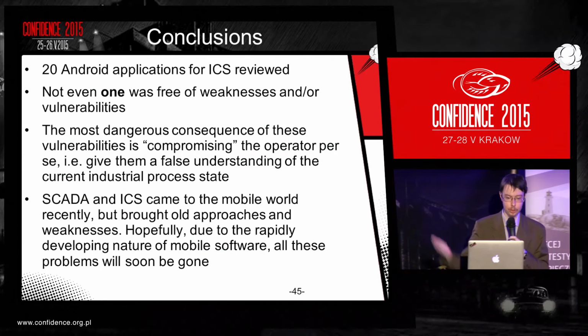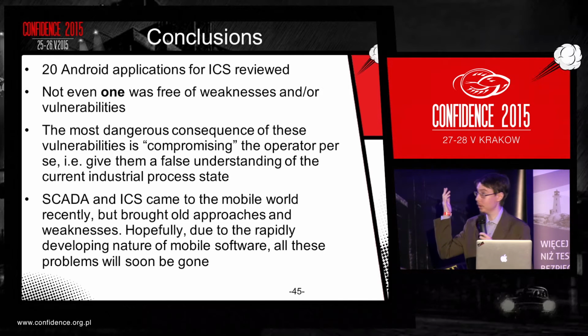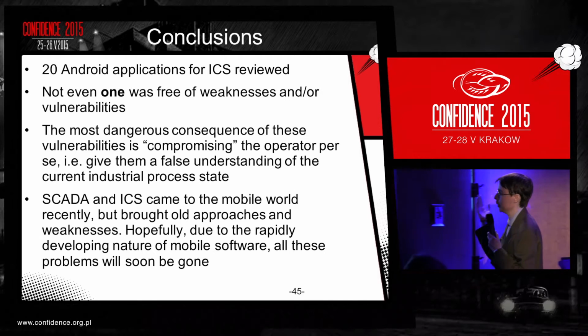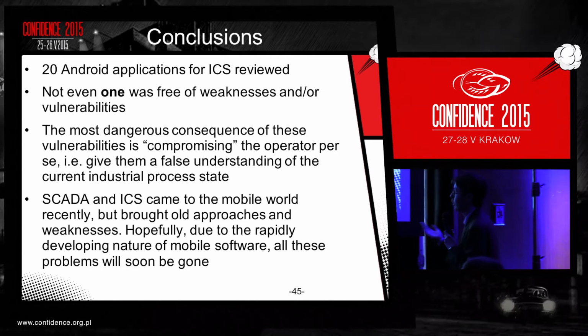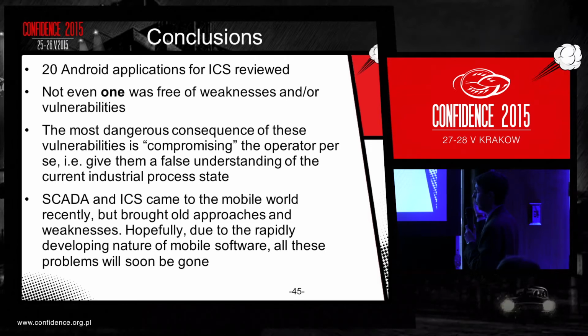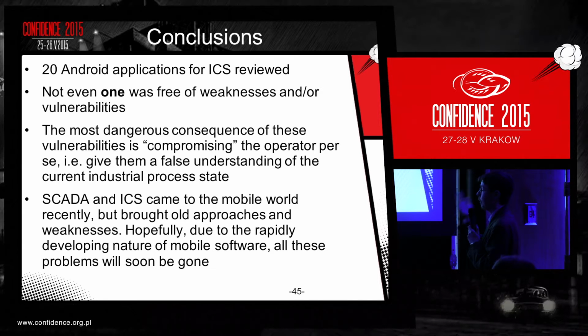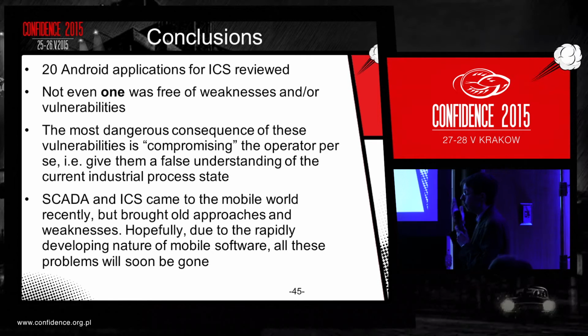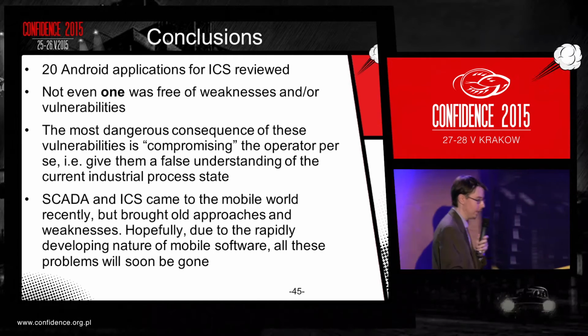And here is a conclusion. We reviewed 20 Android applications, and not even one was free of weaknesses and vulnerabilities. The most dangerous consequence of these vulnerabilities is compromising the operator, for example, giving him a false understanding of the current industrial process state. SCADA and ICS came to the mobile world recently, but brought old approaches and all weaknesses. And I hope that due to the rapidly developing nature of mobile software, all these problems will soon be gone.